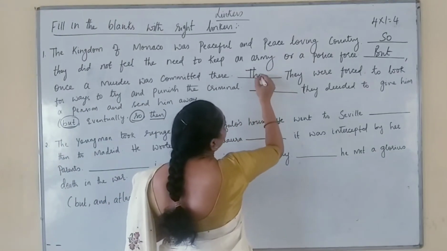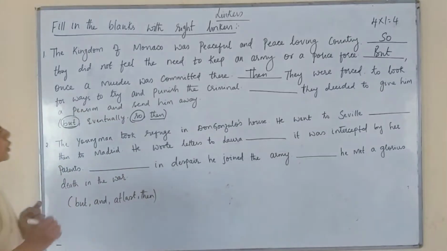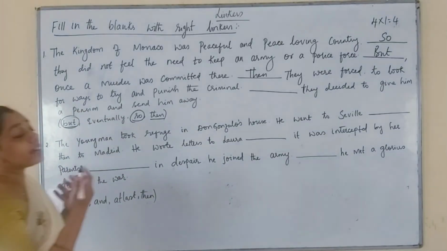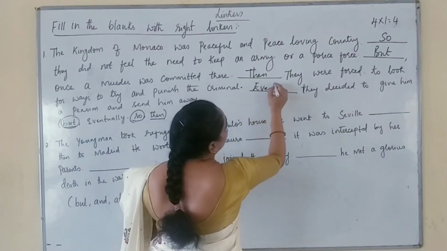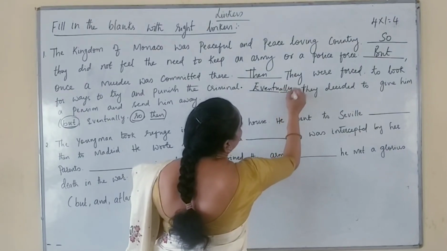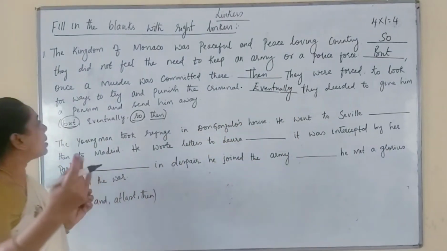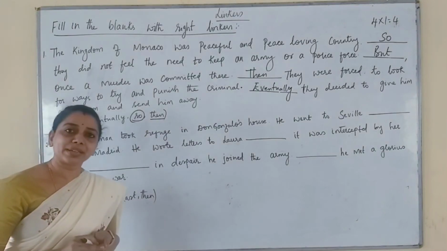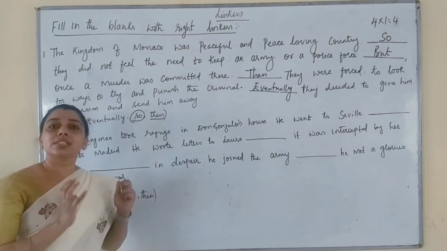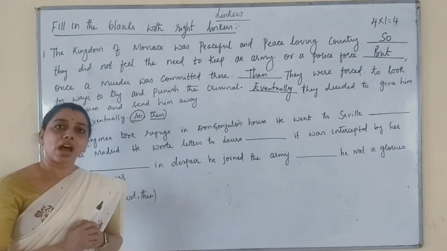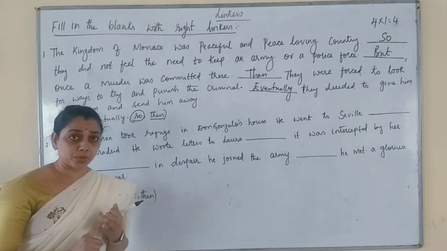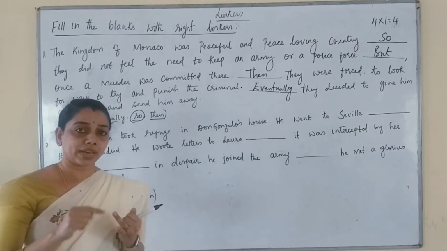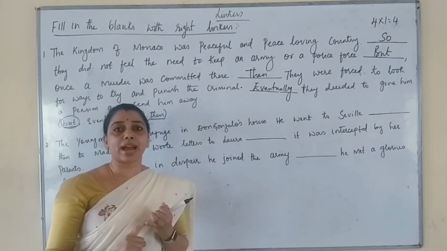Then they were forced to look for ways to try and punish the criminal eventually. So after all that, finally, eventually, what did they do? They decided to give him a pension and send him away. Okay? So this is how you people have to answer the paragraph. So I'll tell you once again, the first thing you have to remember is read the whole paragraph and the blinkers given in the brackets.